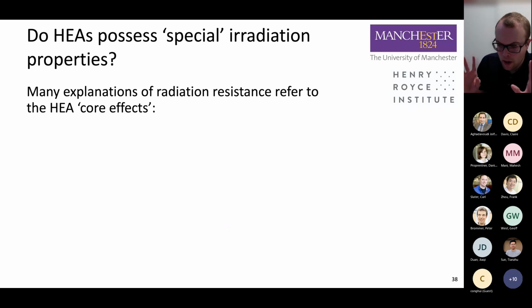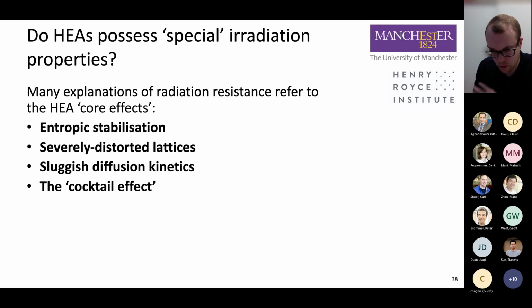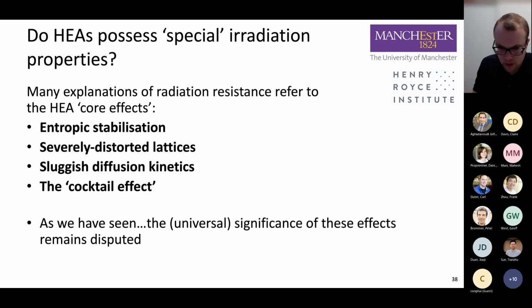Okay. The final thing to say about these special irradiation properties is that many of the studies that talk about special irradiation properties refer to those same 4 core effects I've just talked about. And as we've seen, the universal significance of these effects remains disputed. So you'd expect that if you have sluggish diffusion, that might inhibit void formation and growth in some circumstances, or may in fact increase it in some circumstances. But if that was true for all high-entropy alloys, then maybe they would have some sort of consistent radiation damage resilience. But that's not what we find in general so far.